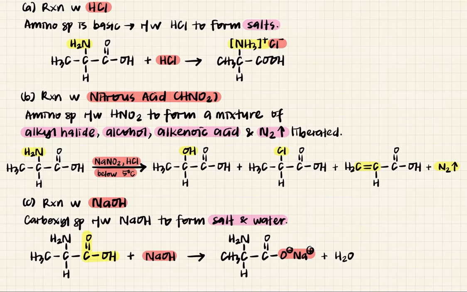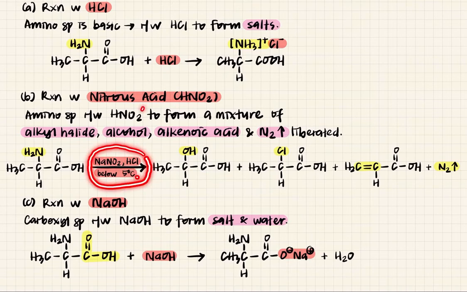nitrous test tu. So since it's an acid, so your amino group, the basic one, will react with your HNO2 to form a mixture of these: alkyl halide, alcohol, alkenoic acid, and nitrogen gas. Okay, so here we have our amino acid. Okay, you react your amino acid with this reagent at this condition.